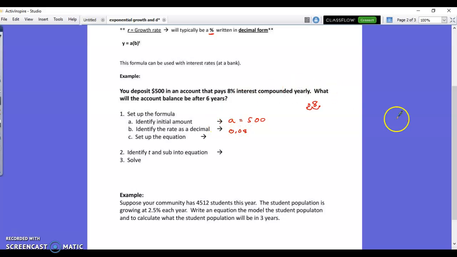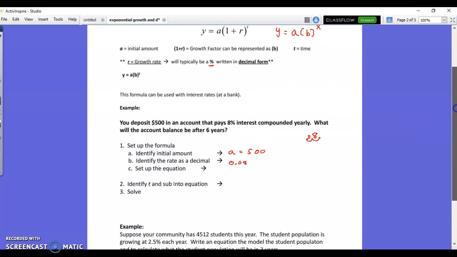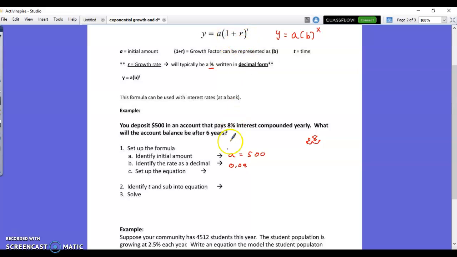0.08. Now, to figure out our growth factor, we need to do 1 plus that, right? So we have our rate as a decimal, so we are going to do 1 plus 0.08, which would give us 1.08, and that's what we're going to use as our growth factor. So this is essentially our B right here that we're going to use in the equation.